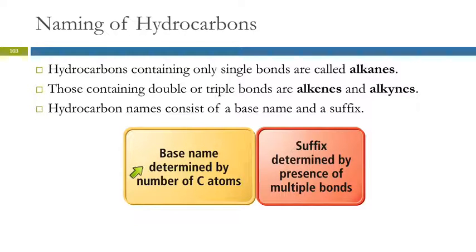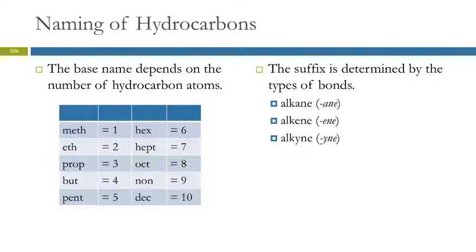So for these hydrocarbon names, there's a base name, and that's not determined by the element. They all have carbon in them. It's determined by the number of carbon atoms. And then the suffix "-ane", "-ene", or "-yne" tells us what kind of bonds are present. Are there multiple bonds, and if so, what kind? So the base name has to do with the number of carbons.